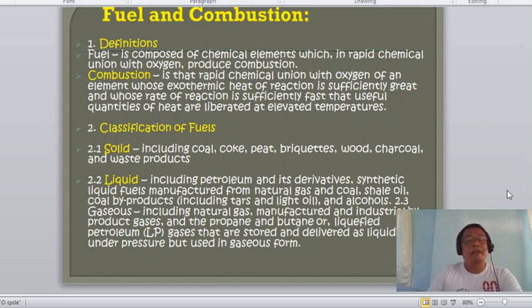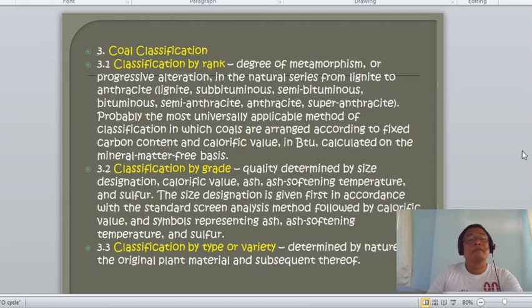We have also the gaseous fuel, including natural gas, manufactured industrial gas, product gas, and propane and butane or LPG, the liquefied petroleum gas. We have also the classification of coal. First, classification by rank. What is this classification by rank of a coal? This is the degree of metamorphism or progressive alteration in the natural series from lignite to anthracite.